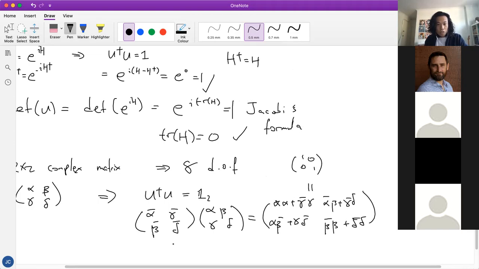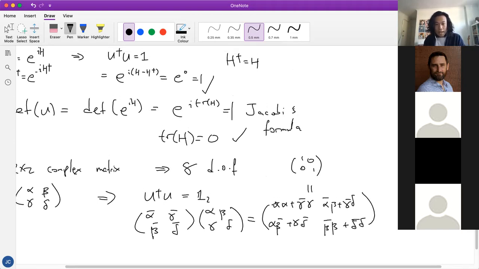So then that just tells me I have 4 equations. I have to make sure that alpha bar alpha plus gamma bar gamma equals 1. This has to equal 0. This has to equal 0. And this has to equal 1. So that's 4 equations that essentially fix how alpha, beta, gamma, delta relate to each other. Since I got 4 equations, that's 4 constraints. So I lose 4 degrees of freedom here.